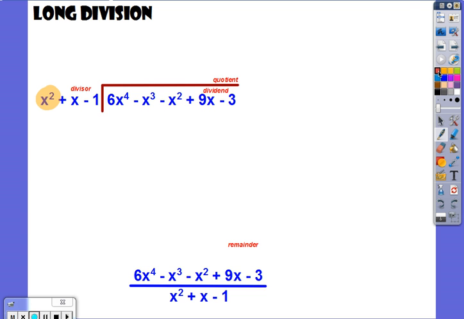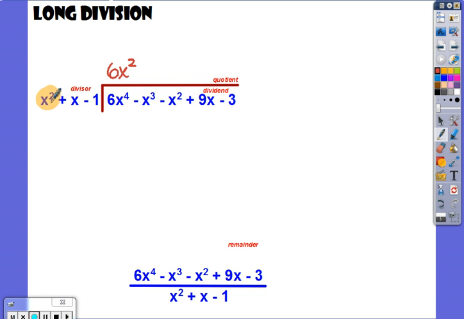So, step 1. We want to put something up here so that this term times the x squared will give us a 6x to the 4th. And so that's why I'm going to choose a 6x squared, because 6x squared times x squared makes 6x to the 4th. That was kind of the whole goal. But we're actually going to take the 6x squared and distribute it through the entire divisor. So just imagine that we're distributing, and then putting what we get right here.